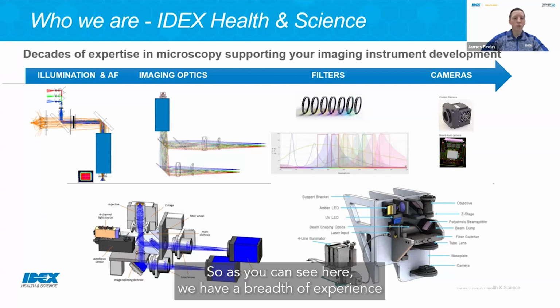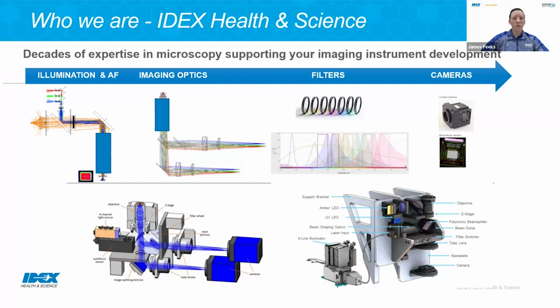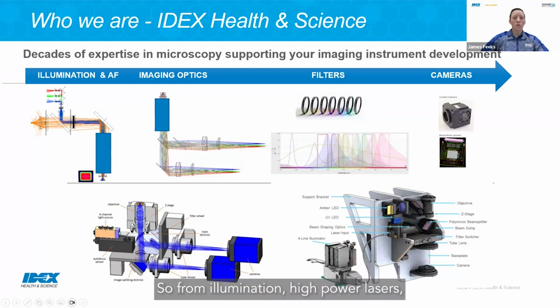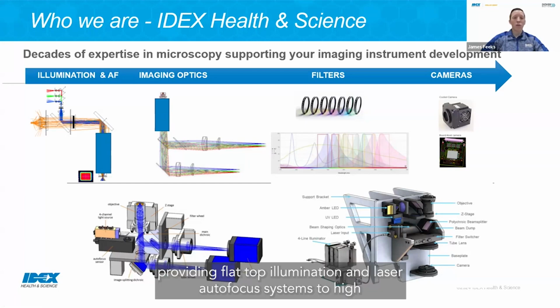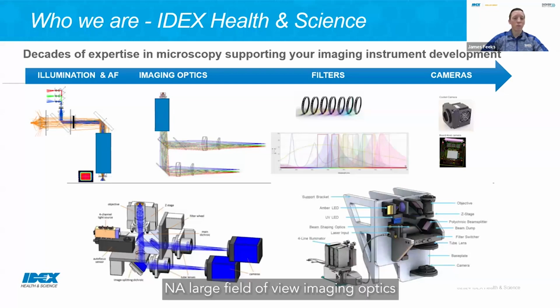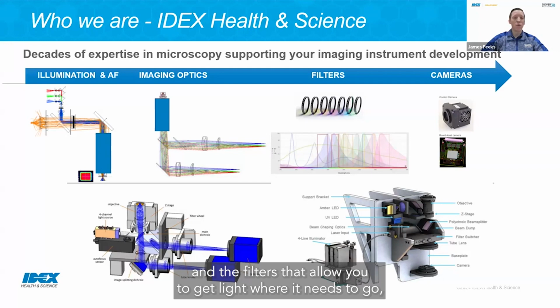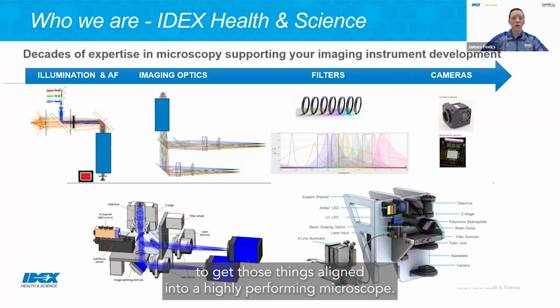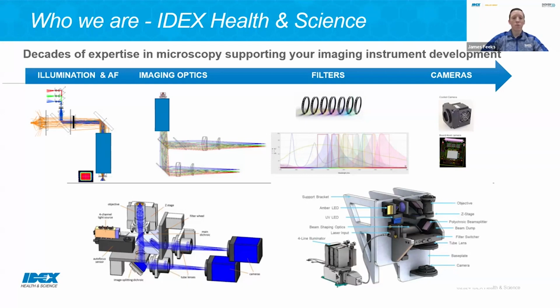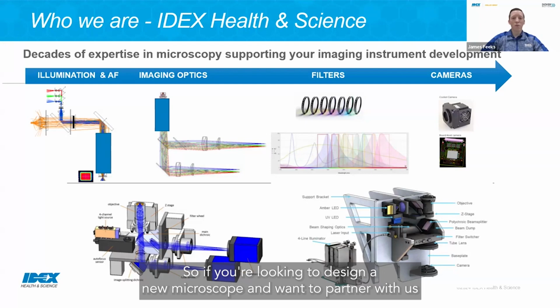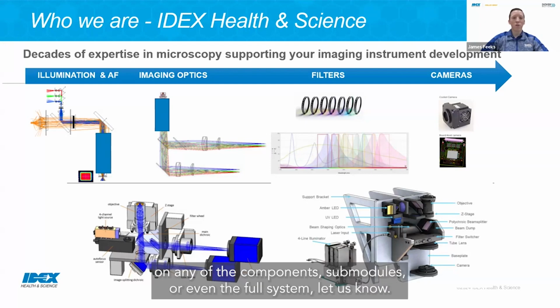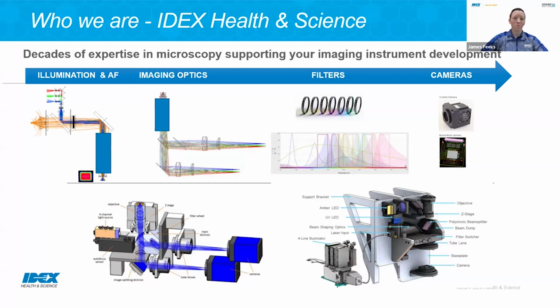So as you can see here, we have a breadth of experience in all of the submodules that go into a fluorescence microscope. From illumination, high power lasers, providing flat top illumination and laser autofocus systems, to high NA large field of view imaging optics and the filters that allow you to get light where it needs to go, as well as all the optomechanics that allow you to get those things aligned into a highly performing microscope. So if you're looking to design a new microscope and want to partner with us on any of the components, submodules, or even the full system, let us know. Kevin?